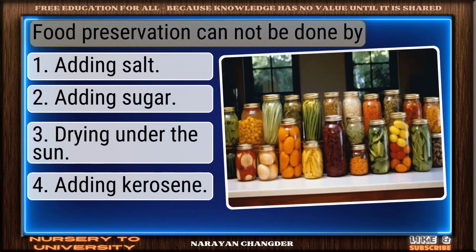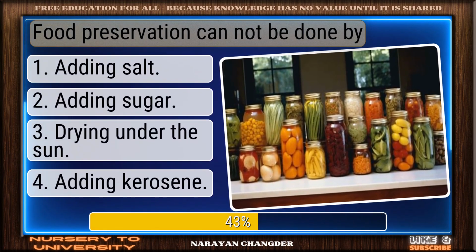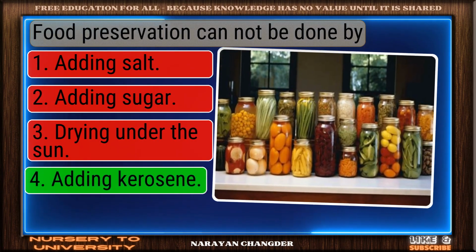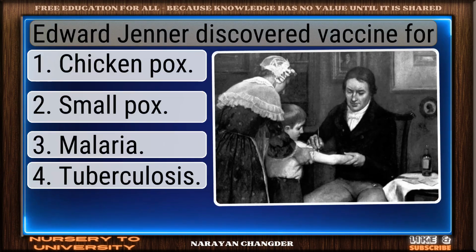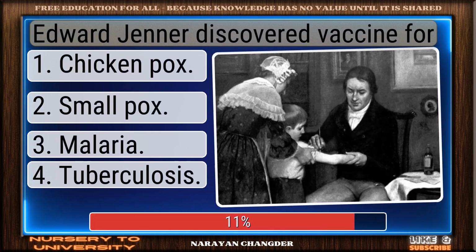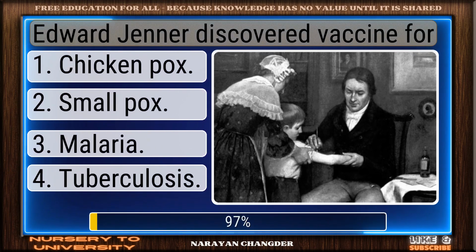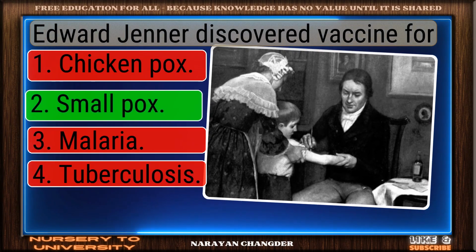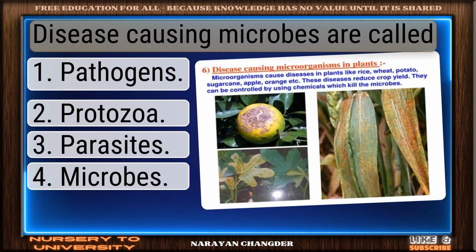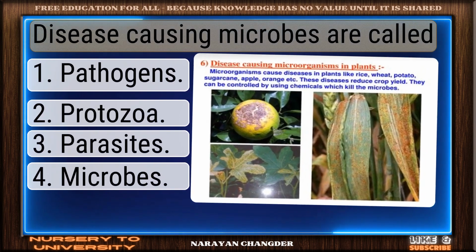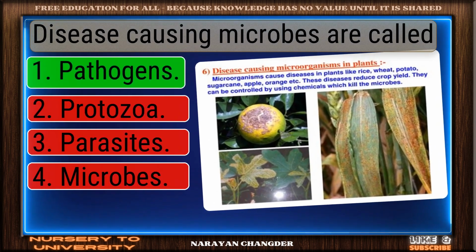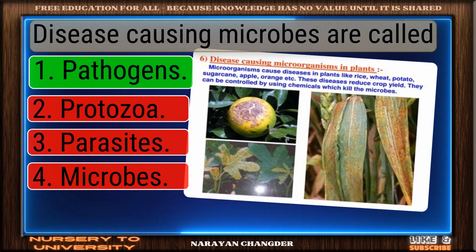Food preservation cannot be done by. Nice selection. Adding kerosene is the correct and valid answer. Edward Jenner discovered vaccine for. Correct response. Smallpox is the most accurate answer. Disease-causing microbes are called. Good thinking. Pathogens is the right answer.